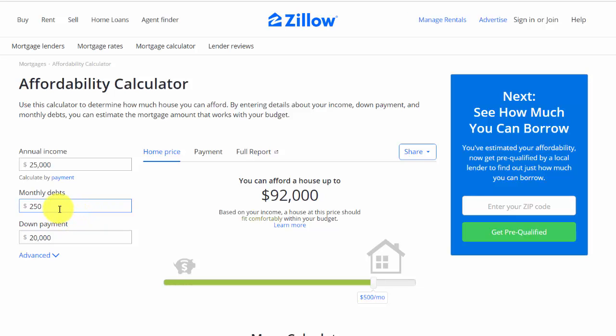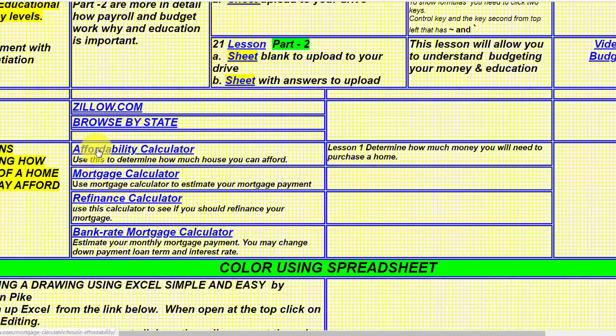But then again, we have to include a lot of other things. Hopefully that made sense. Now remember, this is real time, so everything we're doing here is realistic. Let me click back again. On the website, we were here, browse by state. Now we're on the affordability calculator, and we'll click on the other things when we have a chance to get to them.